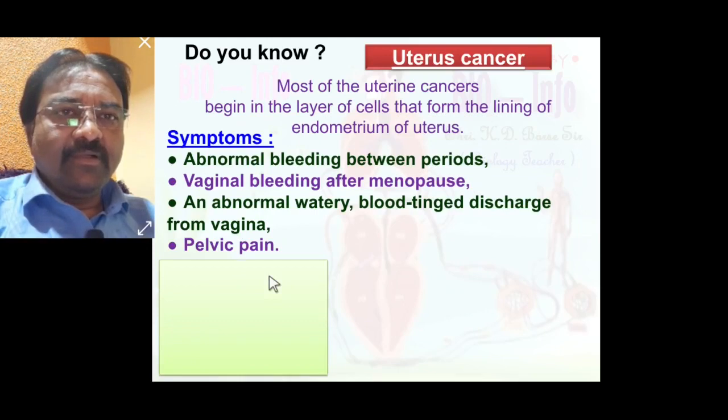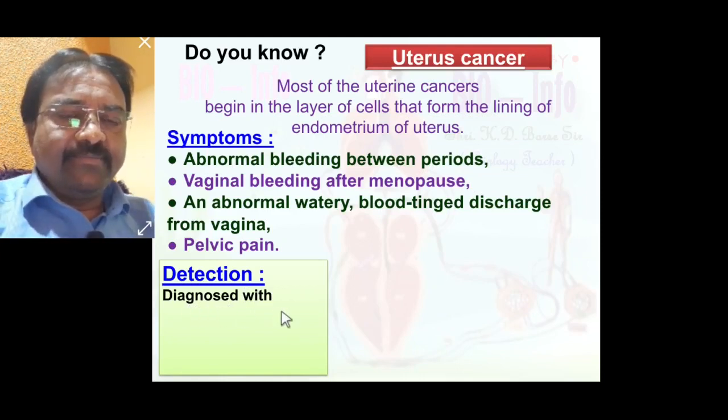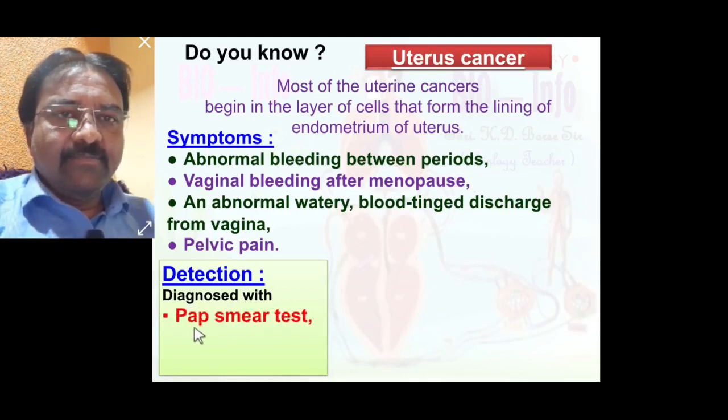Now, how to detect uterus cancer? It is diagnosed with some tests like the pap smear test, biopsy, and ultrasound, meaning sonography. So all these are the diagnostic tests of uterus cancer.